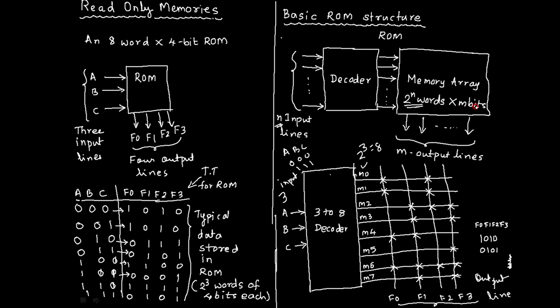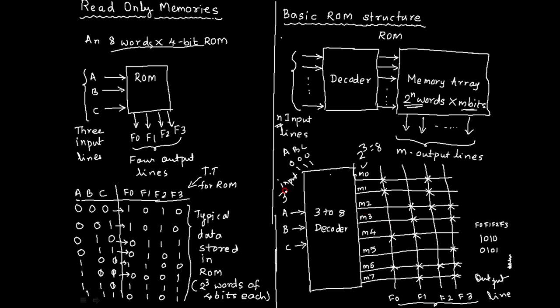Each output size is decided by what? M bits. M bits output size will be decided by how many outputs you are going to implement. In this example we require 4 outputs, F0, F1, F2, F3. So each word size will be 4 bits. Now I can refer to this ROM as 8 words of 4 bits each in a ROM implementation.